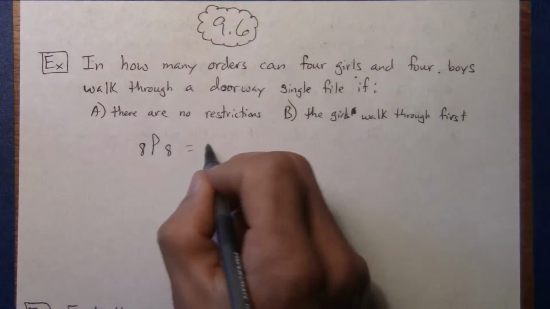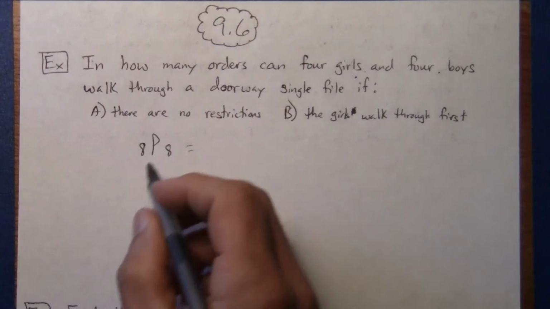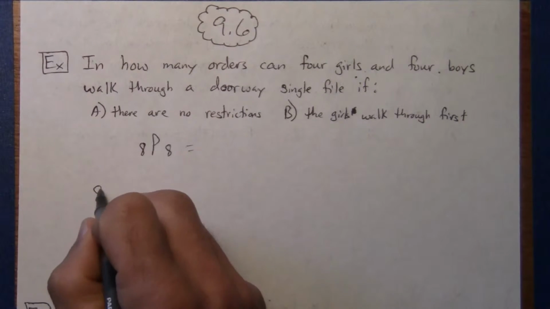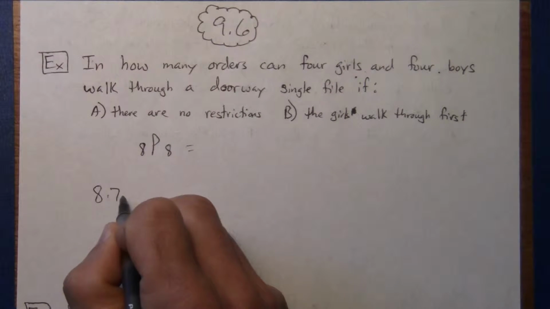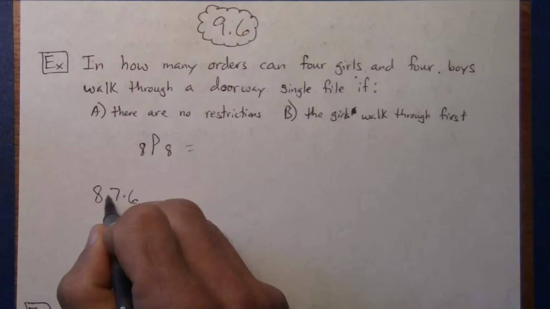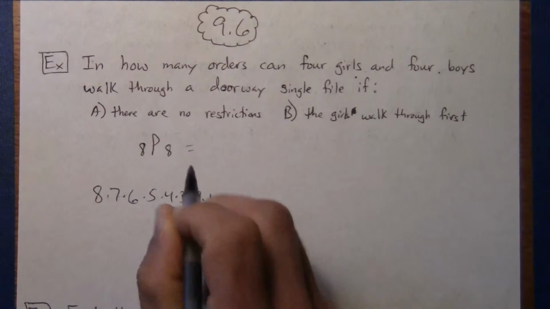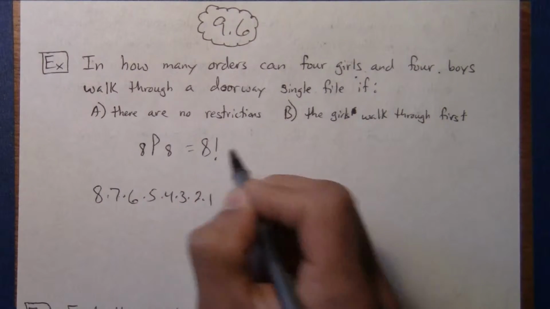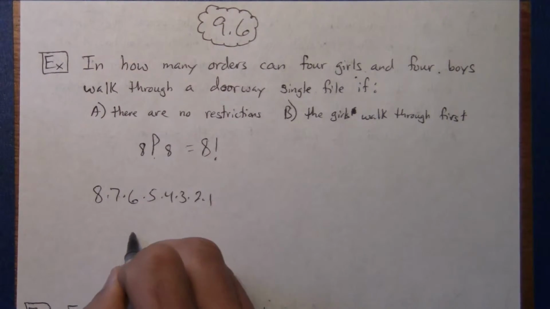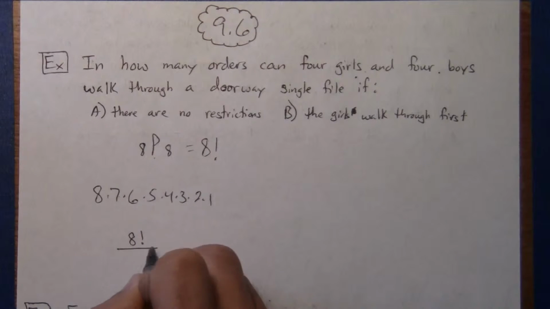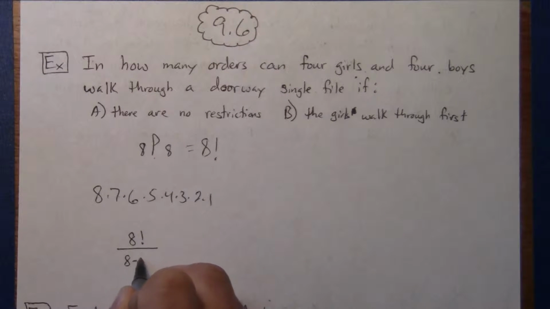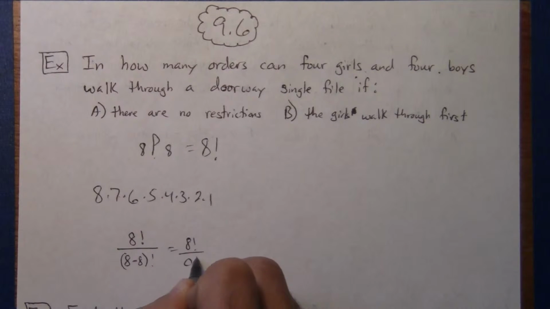So it's 8P8. Or a lot of times when we're doing stuff like this, people walking through a doorway, do the little slash idea. 8 could walk through, then 7 could follow. There are 6 people left to follow those 2, 5, 4, 3, all the way down to 1. And that is the same thing as 8 factorial. If you use the formula, you would say it's 8 factorial divided by (8 minus 8) factorial, which is 8 factorial over 0 factorial, and then by definition 0 factorial is 1, so it's really just 8 factorial.